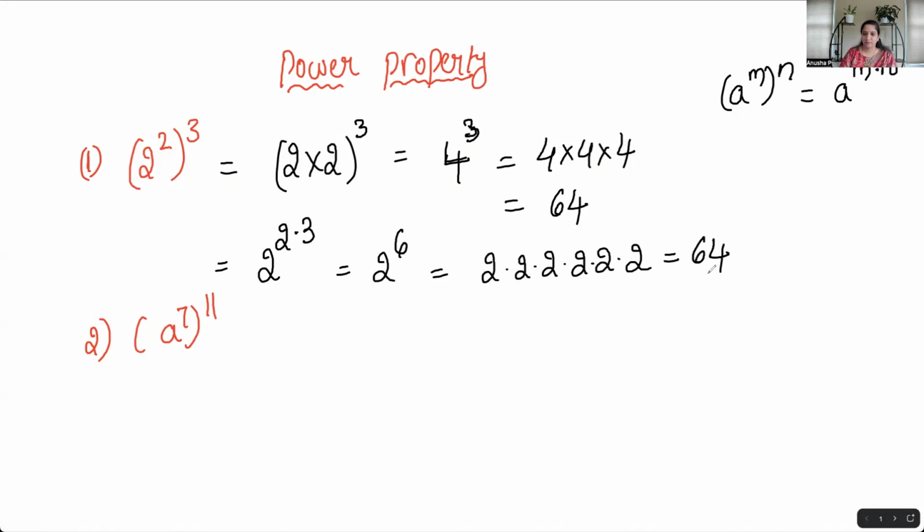So, what is the power property? A to the power of m whole to the power of n is nothing but a to the power of mn. So here a to the power of 7 whole to the power of 11 is nothing but a to the power of 7 times 11, which is a to the power of 77.